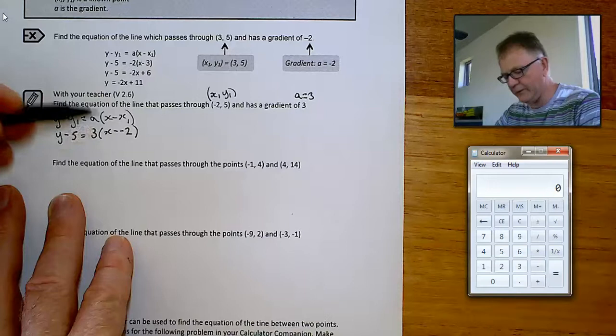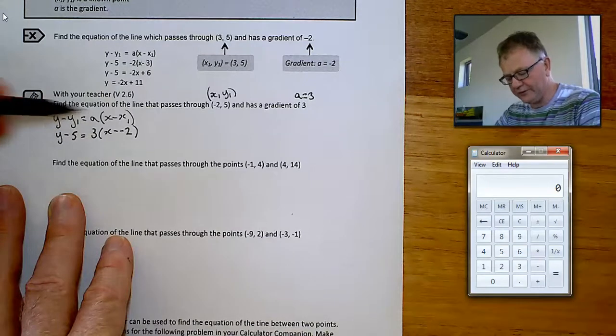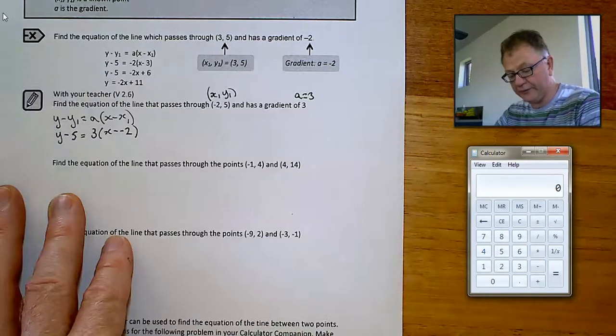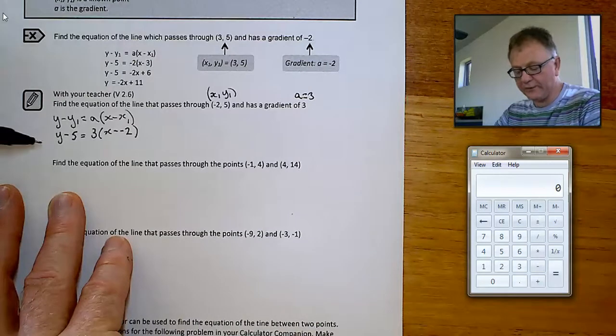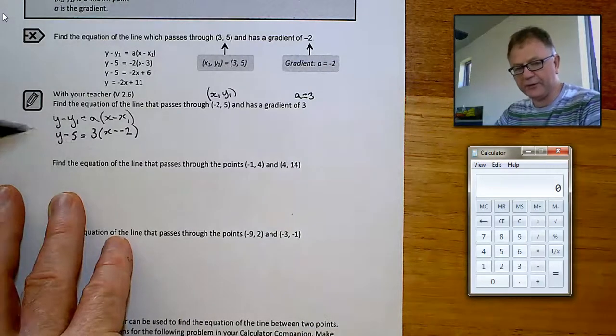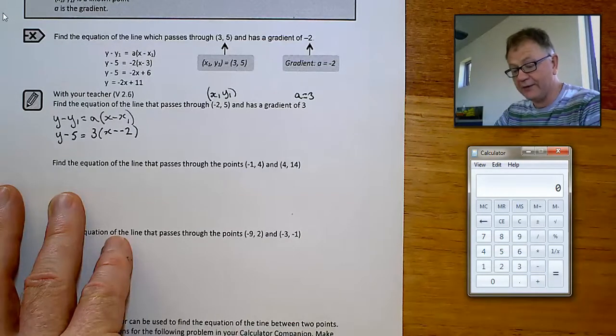Now the x and y, they're parts of our equation. X and y, we don't substitute into those there. So we're just going to go from here now, and we're going to rearrange it. I mean, this is already the equation of a straight line, but we normally like equations of a straight line in the form y equals ax plus b. So we're going to change it into that familiar form.